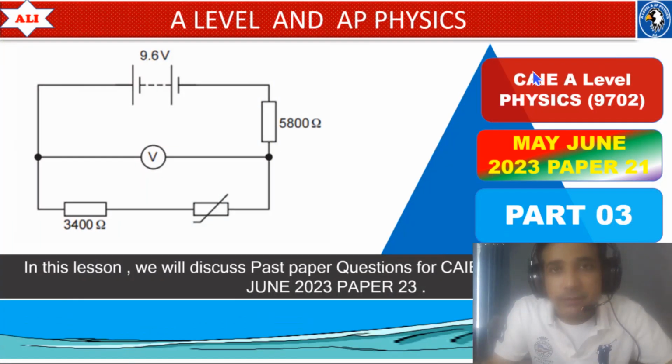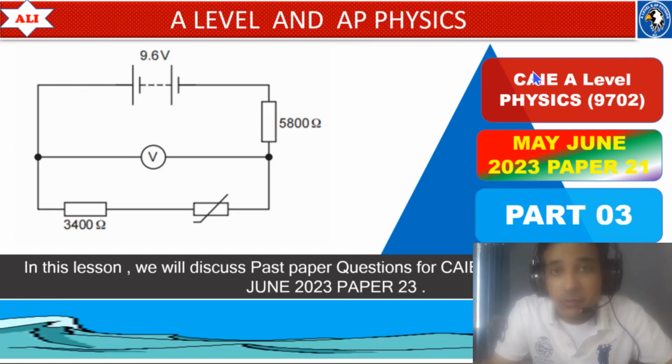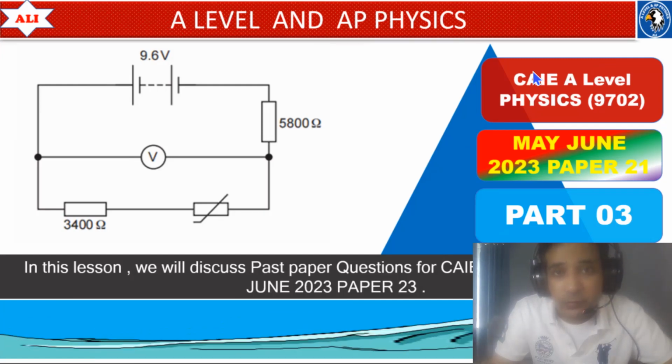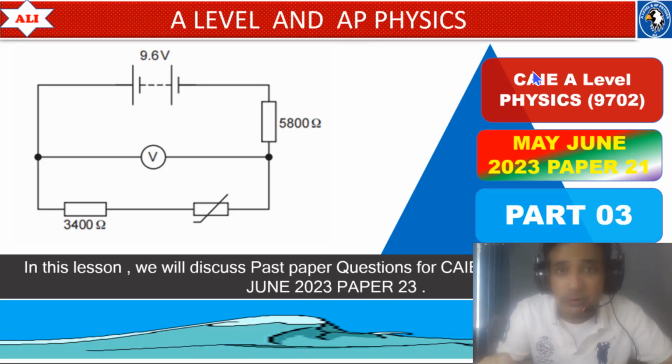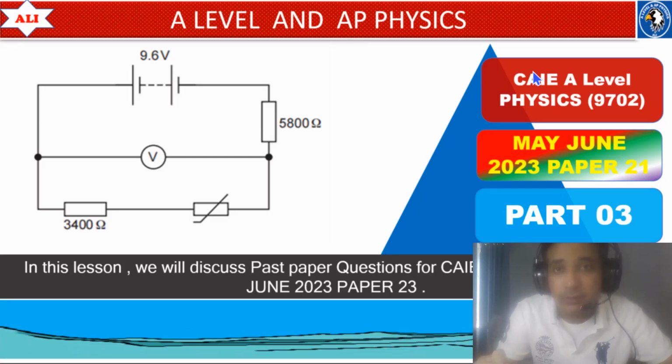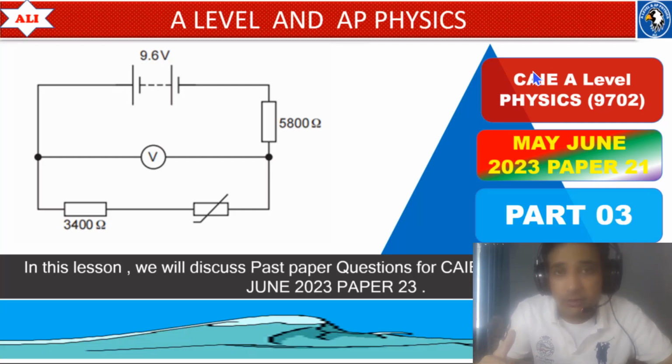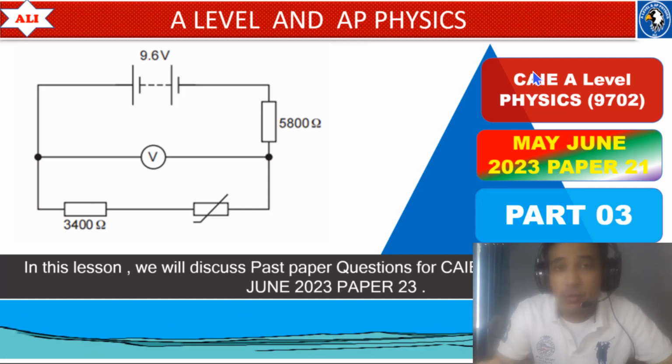In today's lesson, we will discuss past paper questions from May June 2023, paper 2, variant 1. In the last two videos, we have already discussed question 1 to question 5. In today's lesson, we will talk about the remaining questions, which means question 6 and question 7. Question 6 is about electricity and question 7 is about radioactivity.